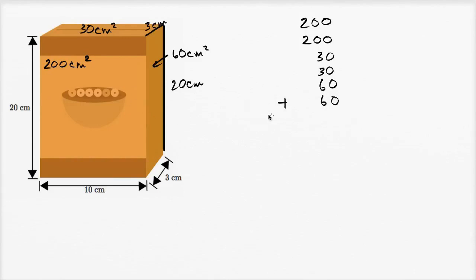And now we can just add up all of these together. Regroup the 1, it's a 100, and then we have 500. So we get 580 square centimeters is the surface area of this box.